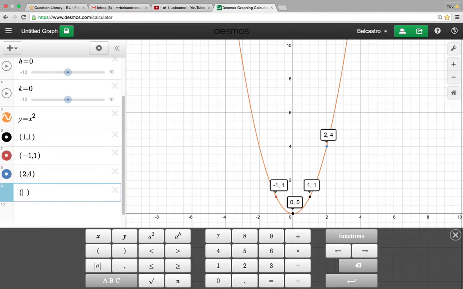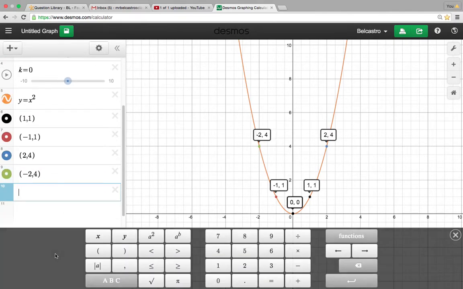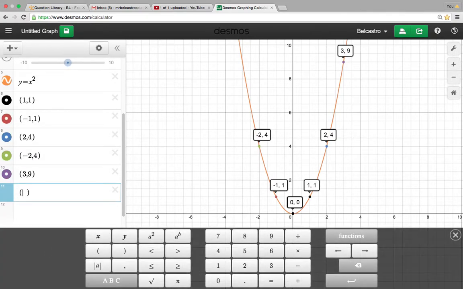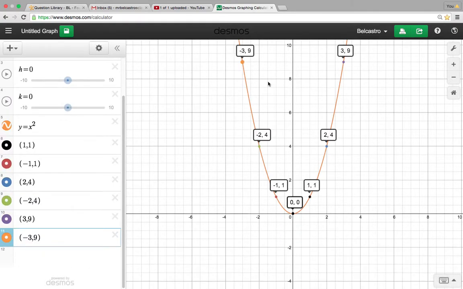And it's symmetrical. Think of this as the axis of symmetry. It's symmetrical on both sides. So at negative 2, the y value would also be 4. We could probably squeeze one more in there. 3 squared would be 9, so that's another coordinate on the original. And then negative 3 squared would also be 9. So there's another coordinate.